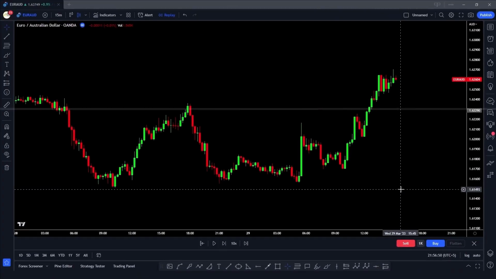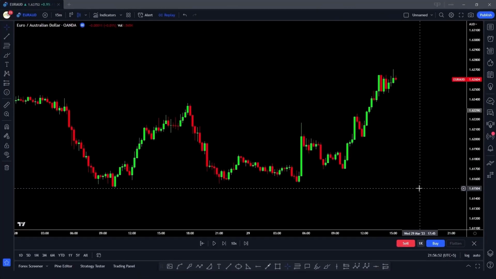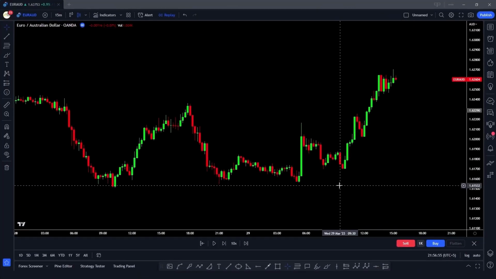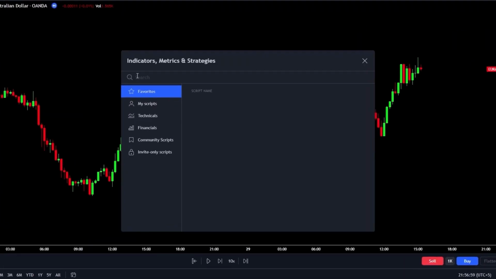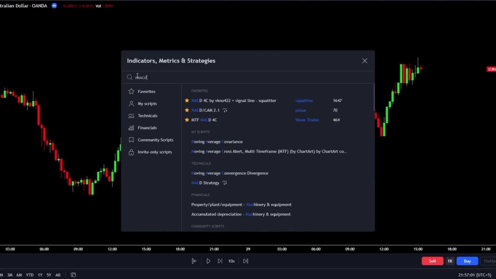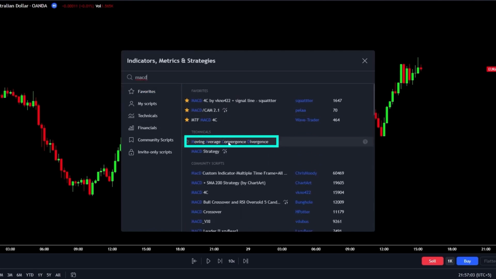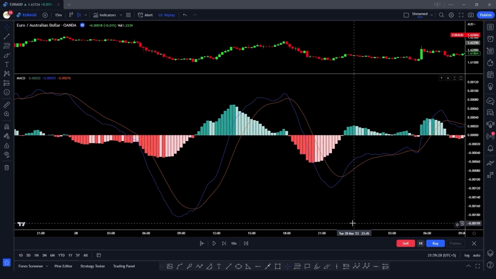performance. First things first, let's add the MACD indicator to the chart. For that, you can go to any charting platform or TradingView, and inside here you can go towards the indicator tab, and here you want to search for MACD. And you want to add this moving average convergence divergence to the chart. Now that we have the MACD indicator added to the chart, let's make sure you understand how this works.